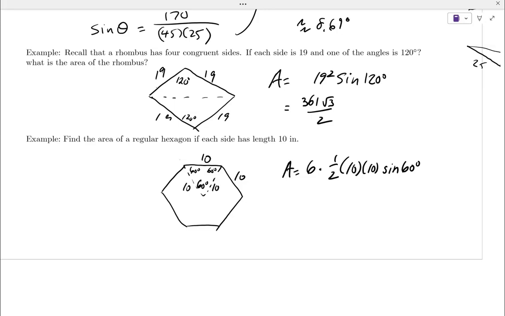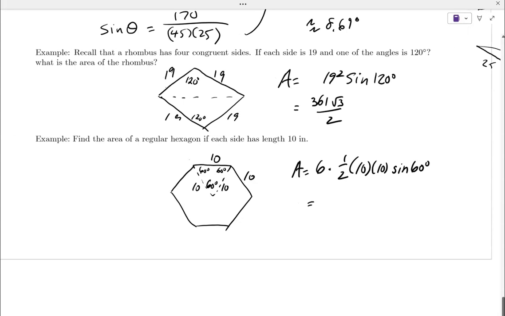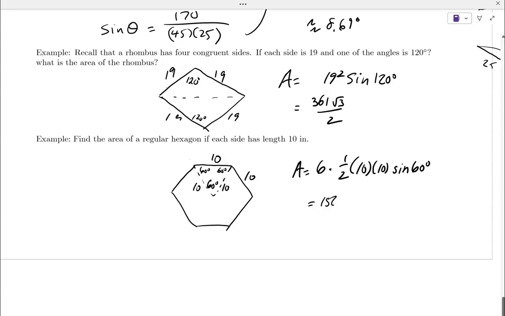Sine of 60 degrees again is what? Root 3 over 2. So we're going to get what? 300. Oops. It's root 3 over 2, but that's 300, isn't it? So we get 150 root 3 when we're done. So again, we just used the information that we had to find the area of one triangle, and there are 6 in here. So we just multiply it by 6. Does that make sense? All right?